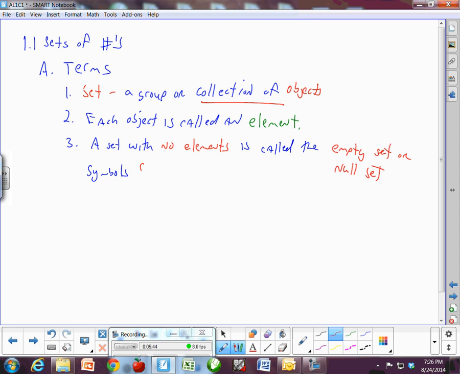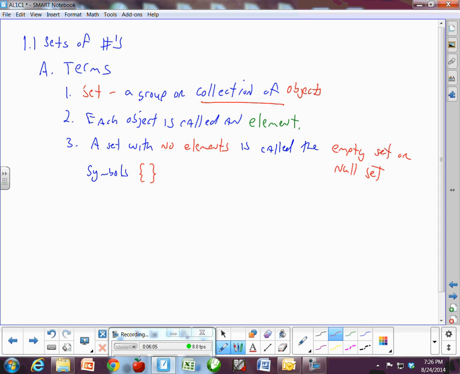See, sets always come encased in braces. So you always have braces, a left brace and a right brace, and in between the braces are all the elements that are listed. Well, if it's the empty set, you've got nothing in there, right? So that would be the symbol for the empty set. The null set is a familiar symbol.